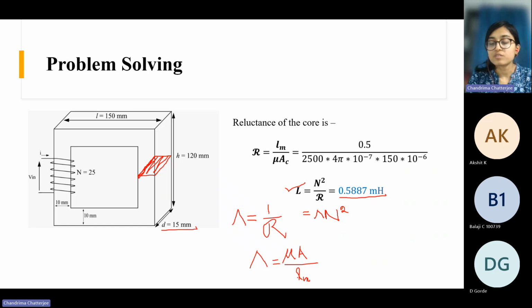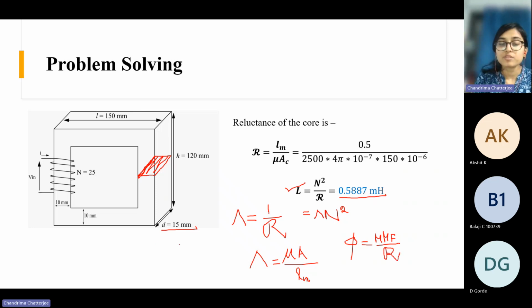Here I want to say that sometimes you will see reluctance connected with an equivalence of magnetic circuit and electrical circuit, where flux is basically MMF by reluctance. In some literature they say that reluctance is equivalent to resistance. But this is not entirely true, because resistance is a dissipative element where power is dissipated as heat, but here the case is not like this.